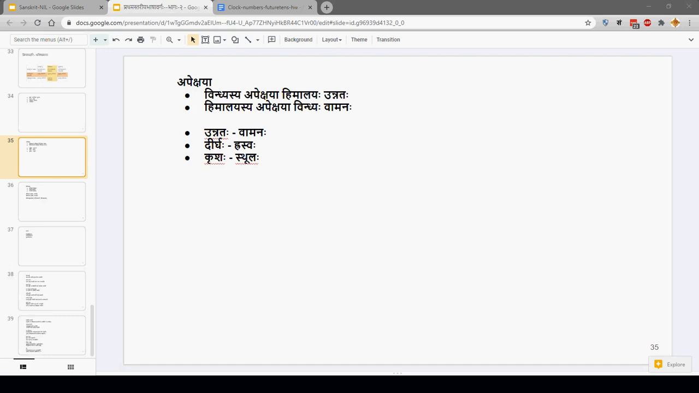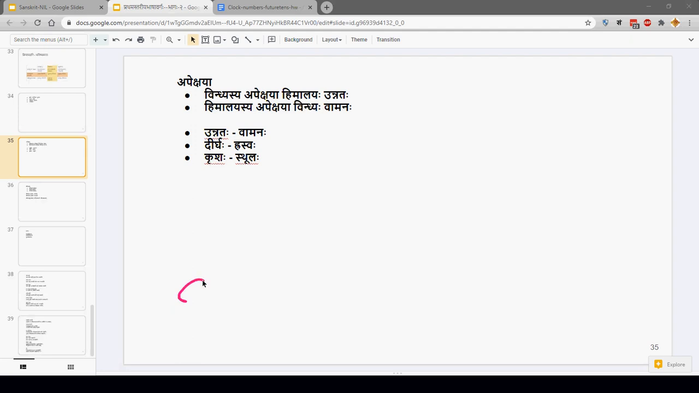Now, one thing we need to remember when we are using these Unnata, Vamana, Dirgha, Rasva, Krusha, Sthula, these are adjectives, or in Sanskritam it is called Visheshanam. When they are adjectives, then they have to follow the same lingam, vachanam and vibhakti of the Vishesham, the word whose quality they are describing. Like here, sthula is thick, not thickness, and it is describing the thickness of something. So it has to be the same lingam, vachanam, vibhakti.